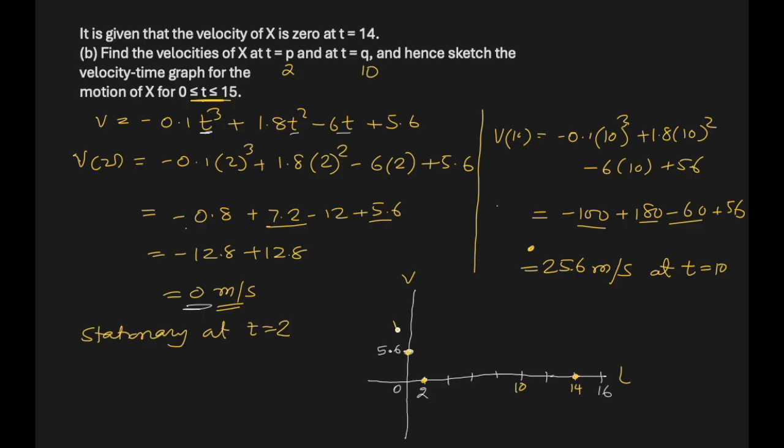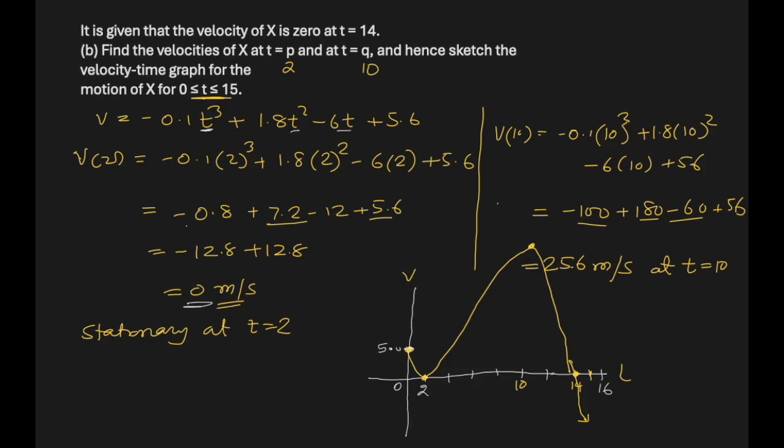So my graph should be turning at 2, turning at 10, passing through 14, and we have to drop to 15. 15 is somewhere here, right? So you can draw this graph and we can ignore the negative time. This is the VT graph for the given situation.